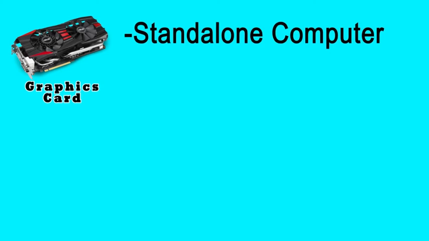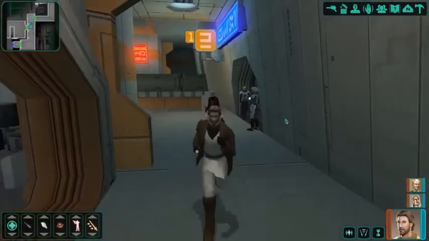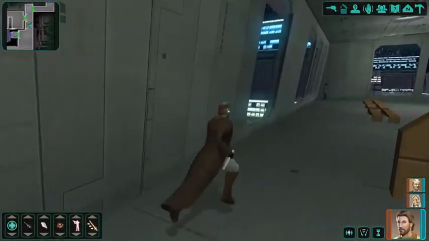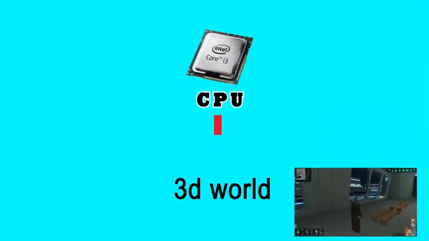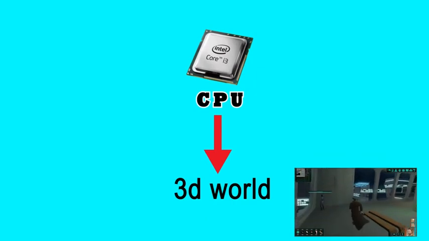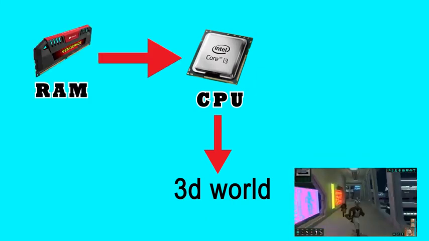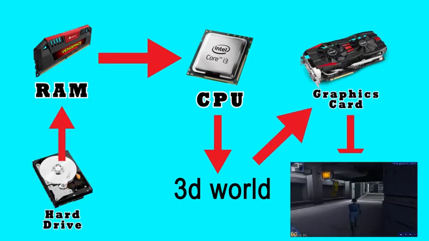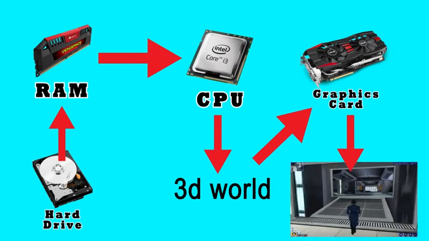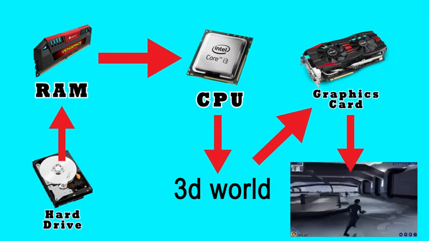If you are playing a game with a lot of angles and colors, the computer creates the world, and it does so with data that has been stored in the RAM, which was loaded out of the hard drive, but it is your graphics card that figures out what it is supposed to look like based on where you are standing in the world.